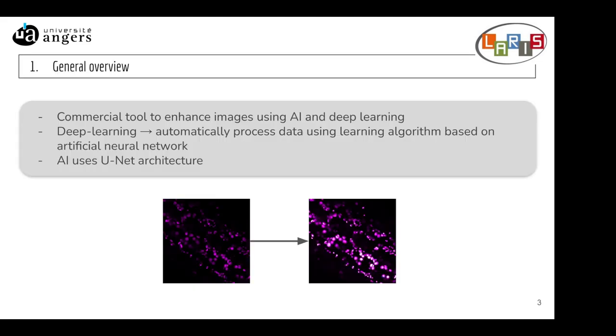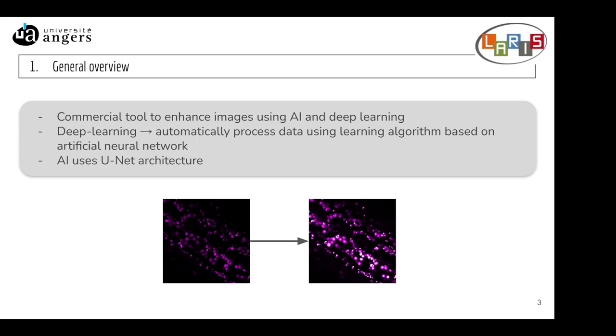So the NIS software is developed by Nikon. It is a commercial tool utilized by scientists and others to enhance images using artificial intelligence and deep learning. Quickly, deep learning is a subset of machine learning, which can be used to automatically process data. In this process, we provide the system with data from which it learns key characteristics. And through multiple training iterations, it accumulates enough information to autonomously process data.